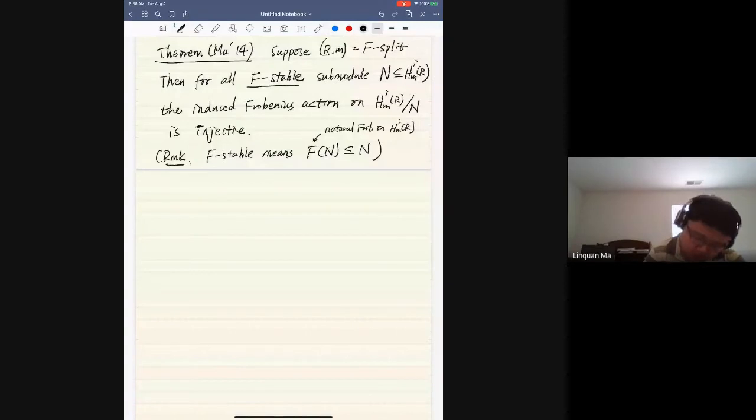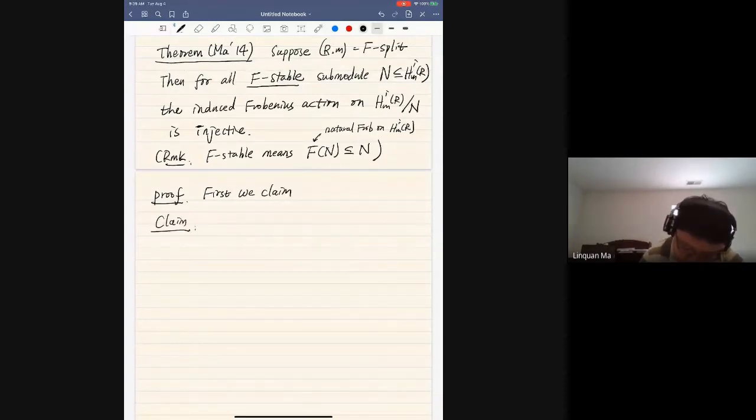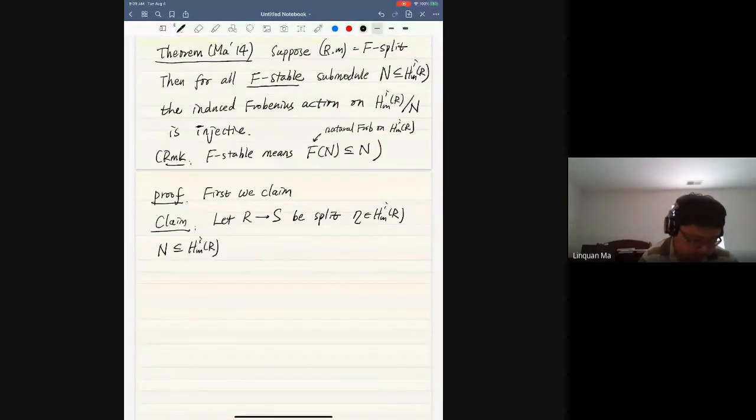So I'm going to sketch a proof of this. Right, so first, we claim the following. So there's a claim. Let R to S be a ring homomorphism that is split. Okay, and let's say eta is inside H^d_m(R) and N inside H^d_m(R) is a submodule.